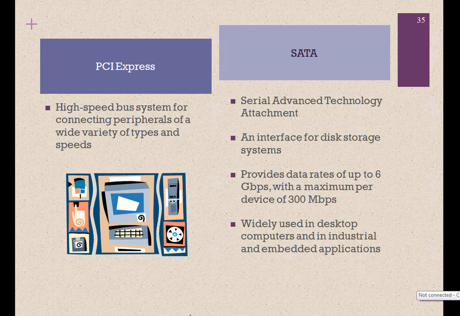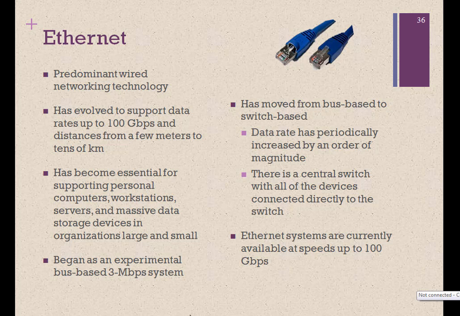SATA, Serial Advanced Technology Attachment. It is an interface for disk storage systems that provides data rates of up to 6 Gbps, with a maximum per device of 300 Mbps. It is widely used in desktop computers and in industrial and embedded applications. Ethernet is a predominant wired networking technology.